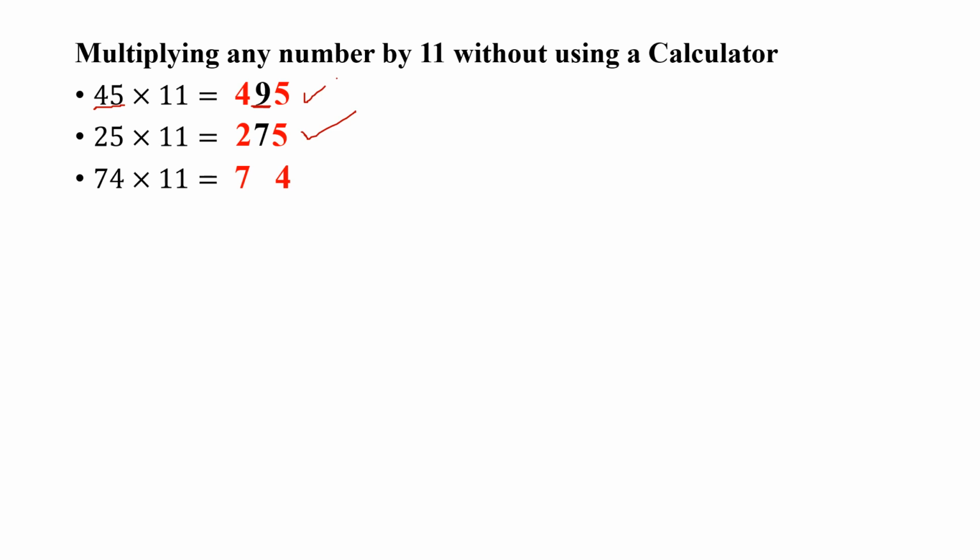We write that remainder at the center here. Then we carry the whole number 1 and we add it to this 7. And if we add 1 to this 7, we will get 8. So our final answer is 814, like this.